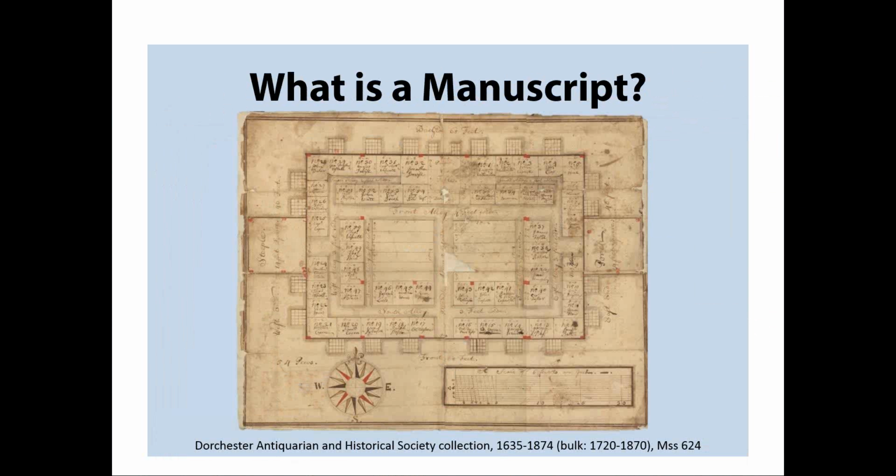These common characteristics of manuscripts often result in these resources being more time-consuming to use than published sources. However, I note these characteristics not to dissuade you from using manuscripts, but to empower you. I hope that the examples I have chosen for this presentation demonstrate that the valuable data found in manuscript sources more than offsets any challenges. This slide has an image of an undated floor plan for the Dorchester Meeting House from the Dorchester Antiquarian and Historical Society collection.